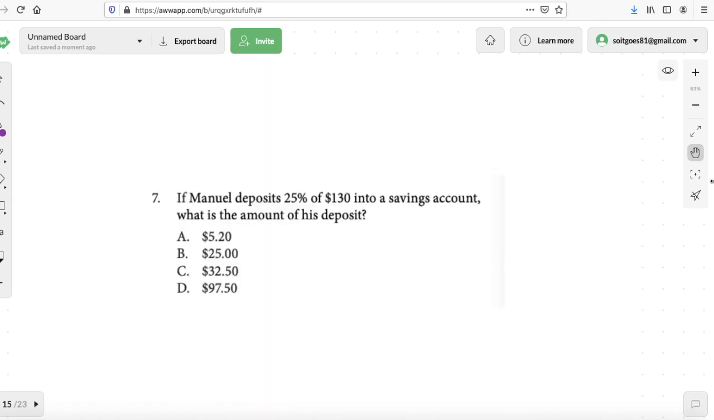Oh, Manuel. What is Manuel doing? Go ahead and read number 7 for us, please. Manuel is making life complicated for us. Go ahead and read it. If Manuel deposits 25% of $130 into a savings account, what is the amount of his deposit?